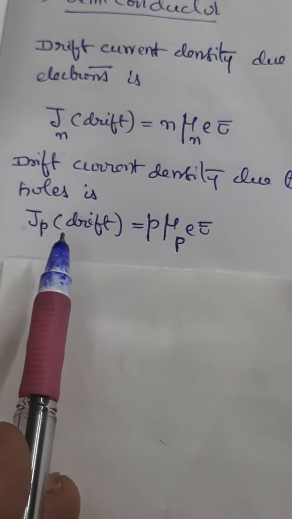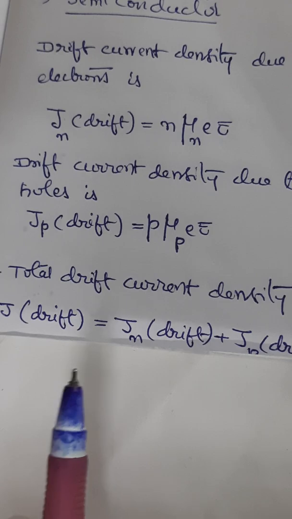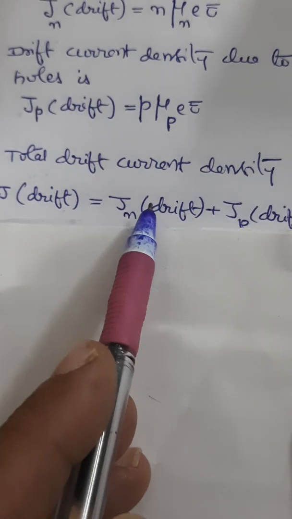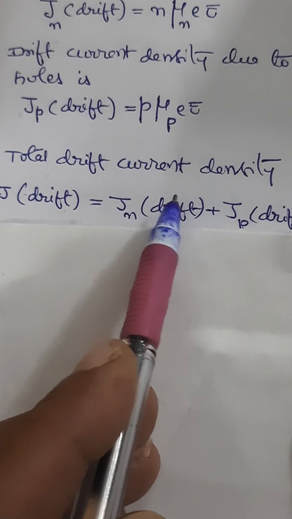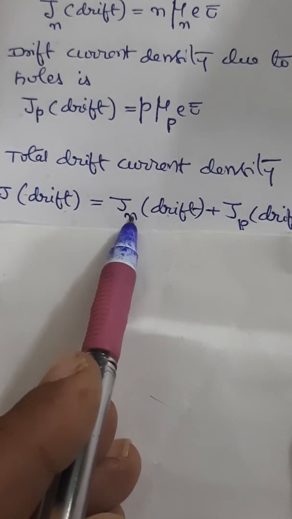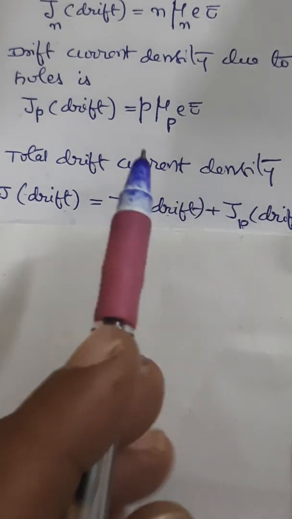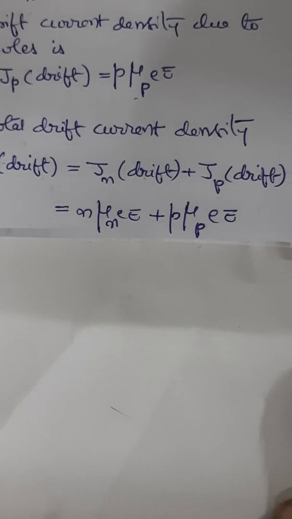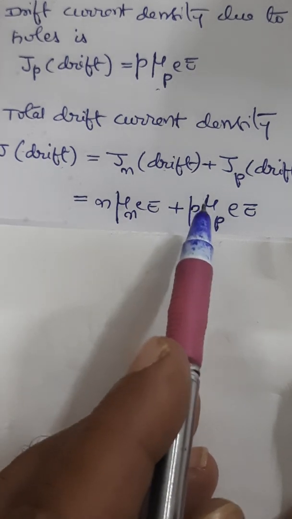Then what is the total current density? Total current density is the sum of these two. So that is what we are trying to find out. The total current density is nothing but J drift. Total current density is the sum of drift density due to electrons and drift density due to holes. So we will add these two equations to get the final equation. That is n mu n E e plus p mu p E e.